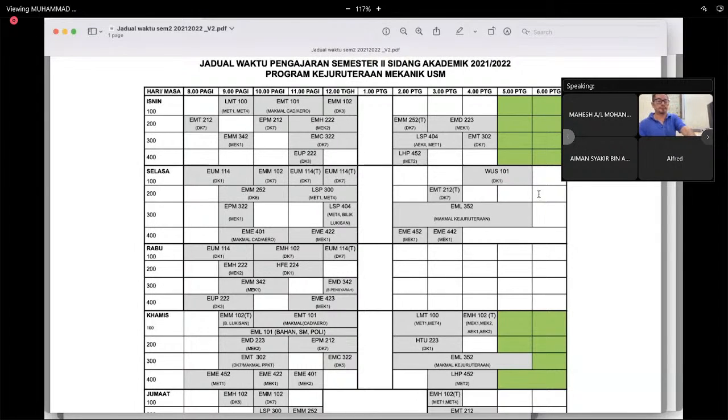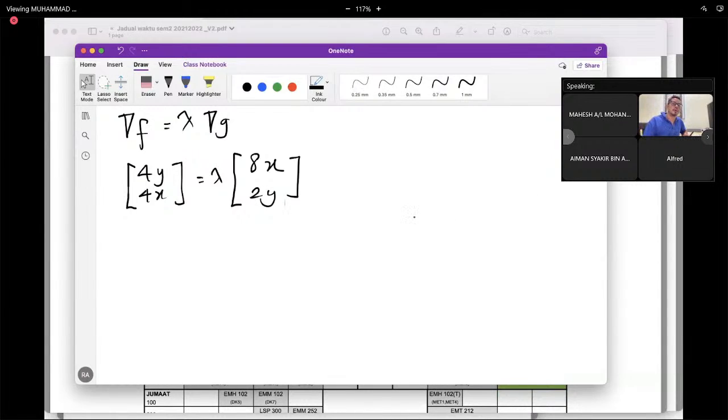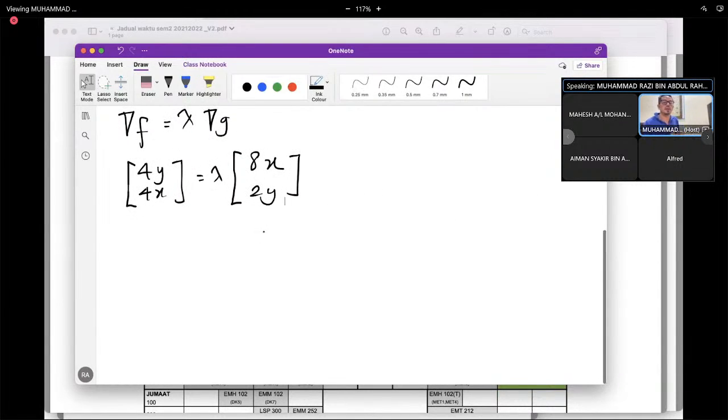Okay, you all clear? Now, this is where we can set this up as simultaneous equations. The goal is to have the values for x and y. We don't really care what lambda is. Lambda is just a value that ties these two gradients together.